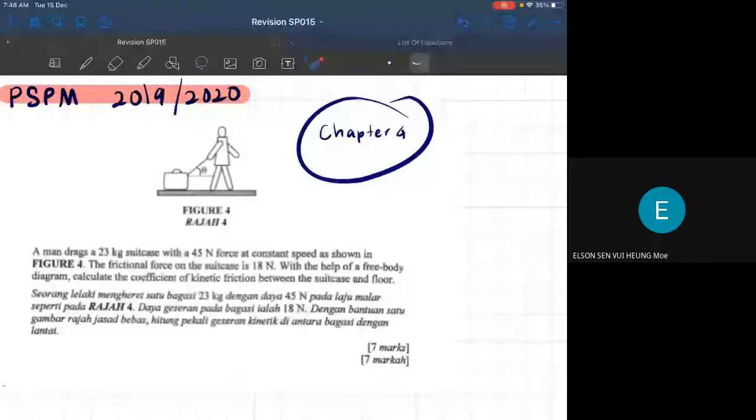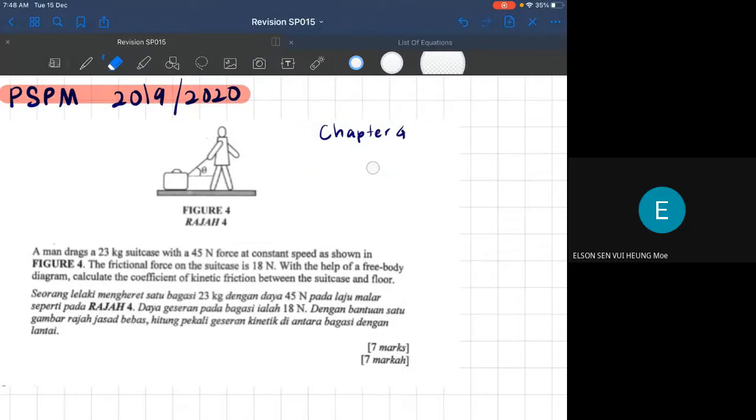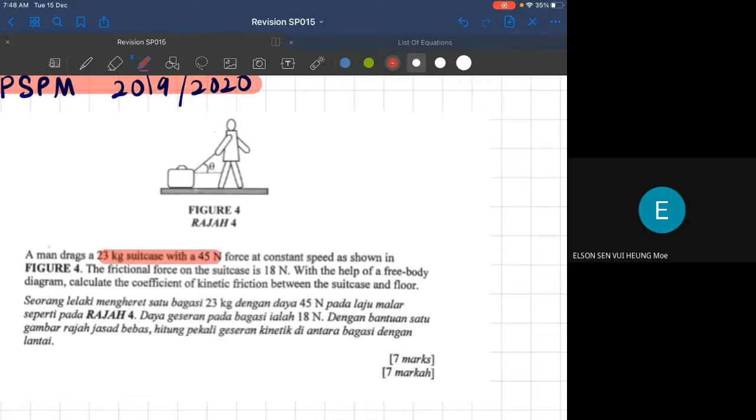Okay, so let's read the question. So this will be our last question lah. Right, so a man drags a 23 kg suitcase with a 45 Newton force at a constant speed. So kita ada orang ni tarik force tu sebanyak 45 Newton at a constant speed, maksudnya total force dekat X sama dengan kosong, kan? Okay, and then dia cakap apa lagi? The frictional force on the suitcase is 18 Newton.